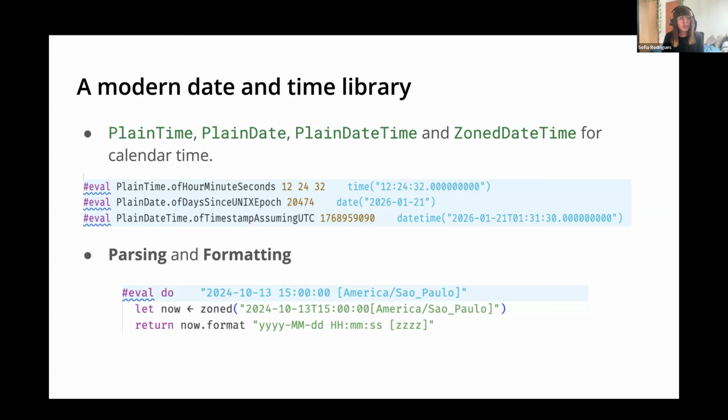The zoned datetime, which is not in the snippet, is a plain datetime with zone rules. So it contains the time zone and the transitions, the historical and political transitions between these things. So daylight saving time and other stuff like that is inside this type called zoned datetime. And with it, we can parse and format these things.